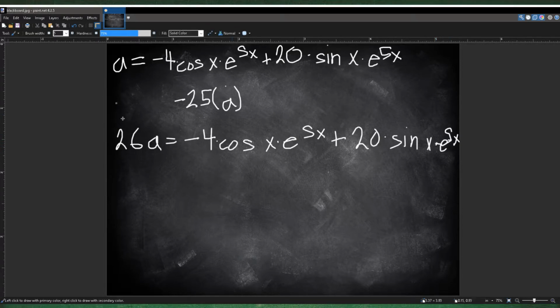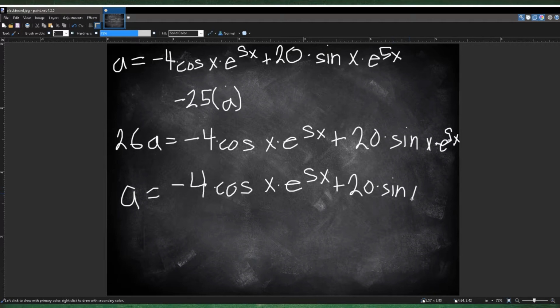This entire thing, we just need to find a, because a is what we took the integral of in the beginning. So all we have to do is just find a. So a is equal to, we just divide by 26 on both sides, negative 4 times cosine x times e to 5x plus 20 times sine x times e to 5x, all divided by 26. And that is your answer: negative 4 times cosine of x times e to the power of 5x plus 20 times sine of x times e to the power of 5x divided by 26.